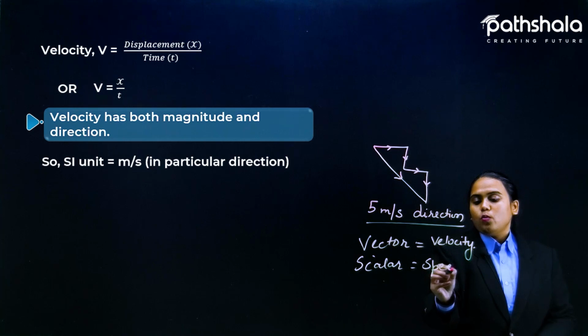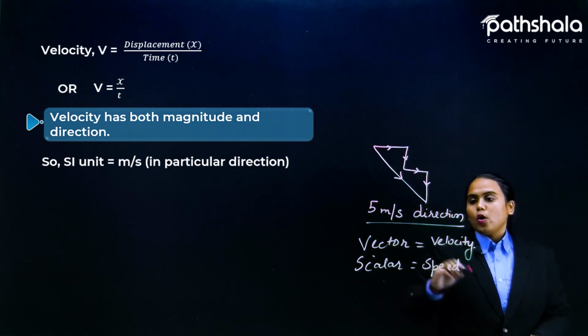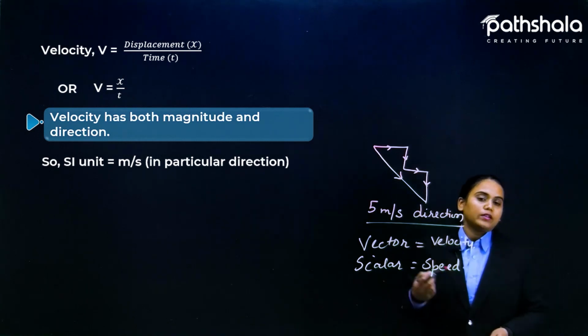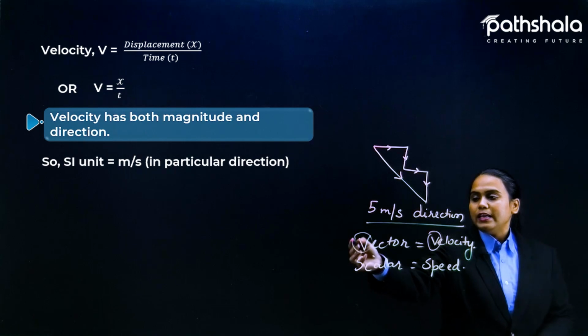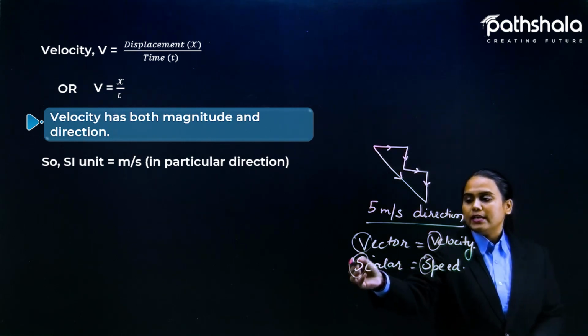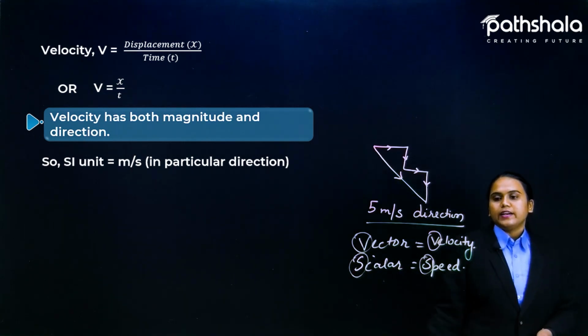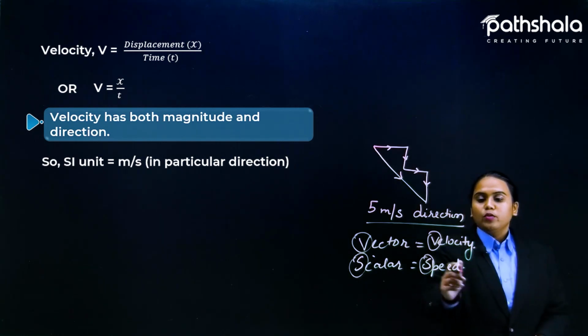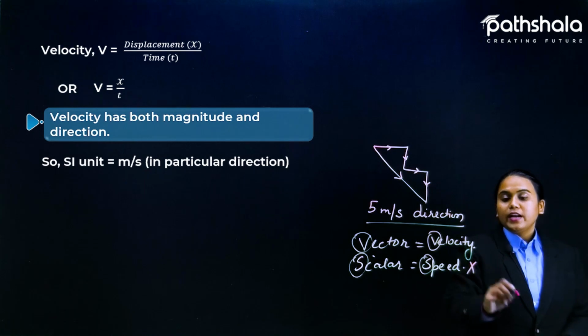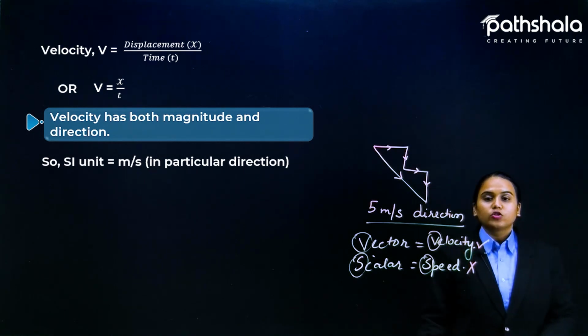And I can tell you one way to learn how to recognize which one is a vector and which one is a scalar. V goes with V and S goes with S. So you can easily identify that velocity is a vector, and speed is a scalar quantity, in which no direction is included, while in velocity the direction is also included.